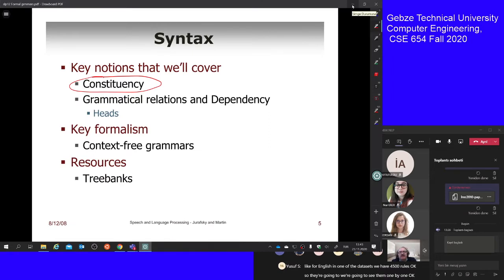So context-free grammars are going to be used to express our grammars for English or Turkish or any other natural language given to us. As always, we will have our data sets, and in our case, they are going to be tree banks. Why do we call them tree banks? Because these data sets include sentences, and for each sentence there is a parse tree. That's why we call them tree banks, and we are going to look at one or two of them carefully.